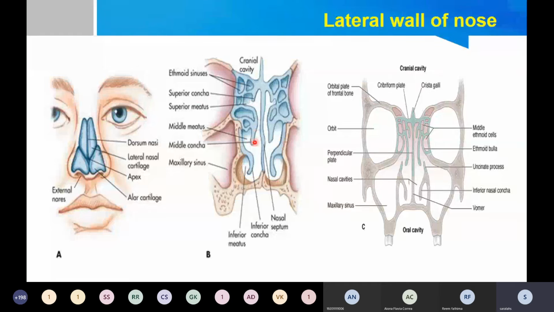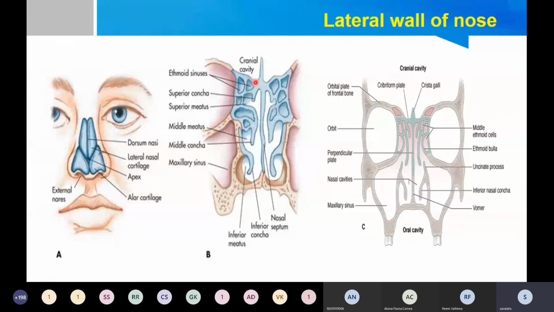Conchae is plural. Shelf-like projections are called concha, and the spaces between these are called meatus. Meatus means the space below each concha. That is, below the superior concha there is the superior meatus. Below the middle concha there is the middle meatus. Below the inferior concha there is the inferior meatus.